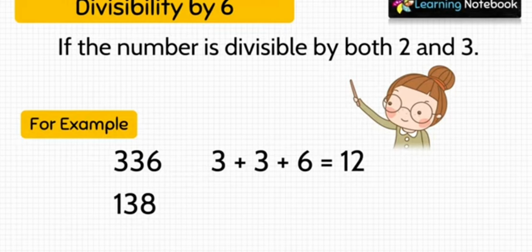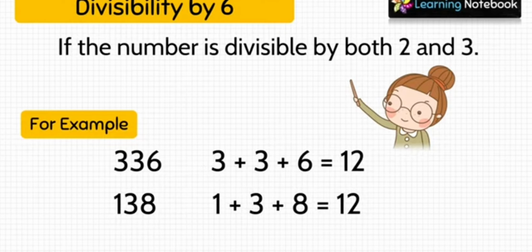Let's take one more example. 138. Again, it is divisible by 2 because its last digit is even. Also, 1 plus 3 plus 8 equals 12, which is divisible by 3. So, this number is divisible by 6.